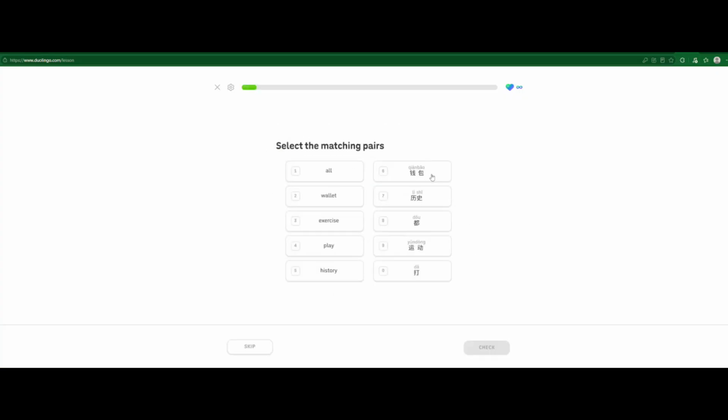Okay, let's try to do this. 钱包. 钱包. That's wallet. 零食. Is that like snack? Oh, it's not an option. 都. I mean that means all. 运动. I think that's something. 运动.